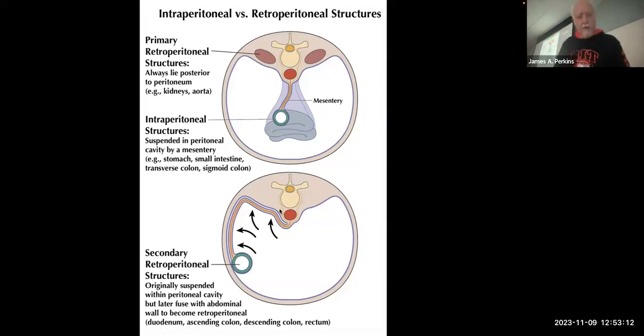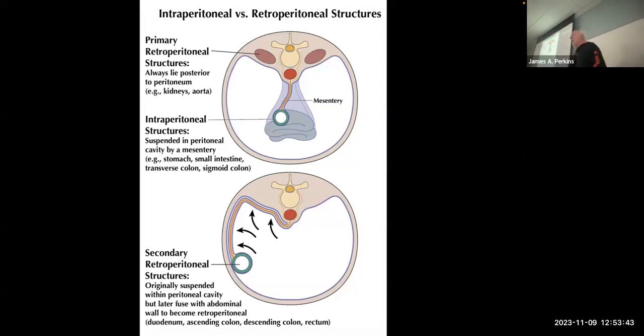And their mesenteries that used to be anchoring them to the posterior abdominal wall, even those mesenteries will actually press right up against the inside of the peritoneal cavity and essentially fuse with the wall of the abdominal cavity. So we call these things secondary retroperitoneal structures. They started out intraperitoneal, but then later in development, they became retroperitoneal by migrating over and fusing with one of the abdominal walls.